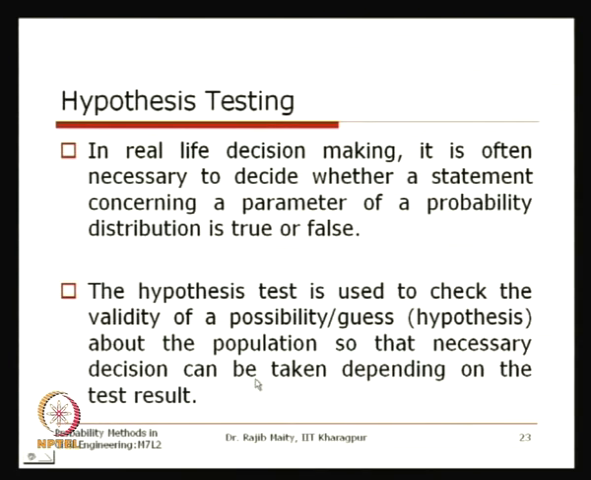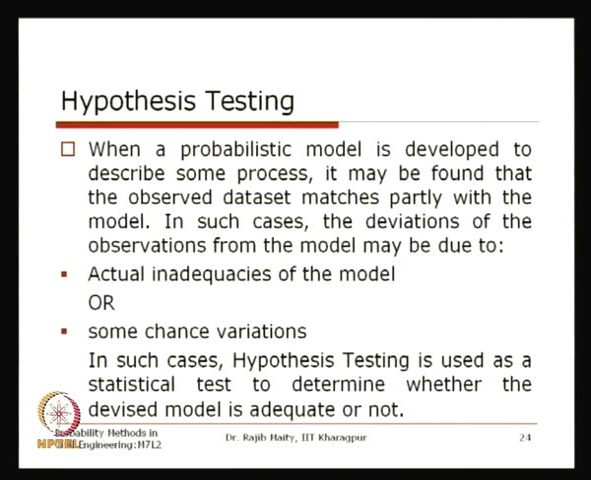These decisions are based on statistics and are known as statistical inference, which we can draw from the sample data that we have. Say, when a probabilistic model is developed to describe some process, for example, in the coming lectures, after a few lectures, we will take regression, which is one of the very important models.